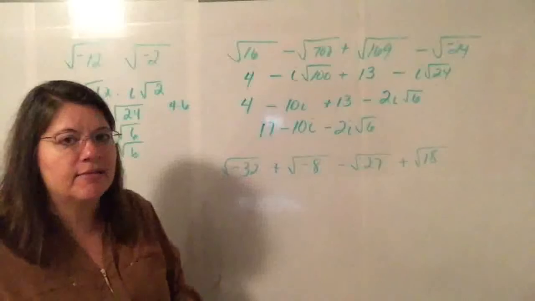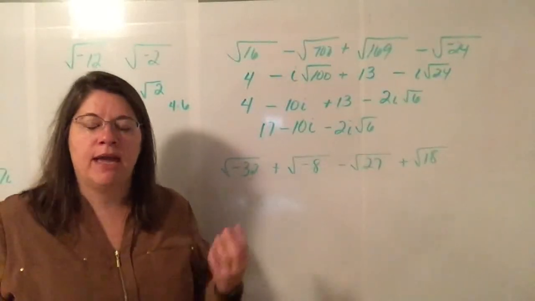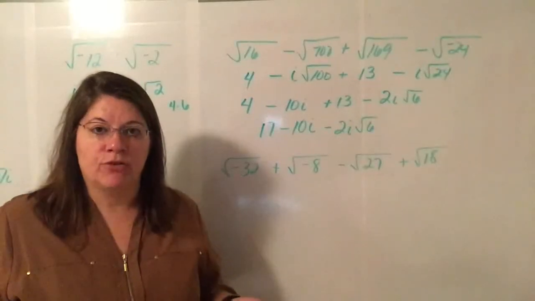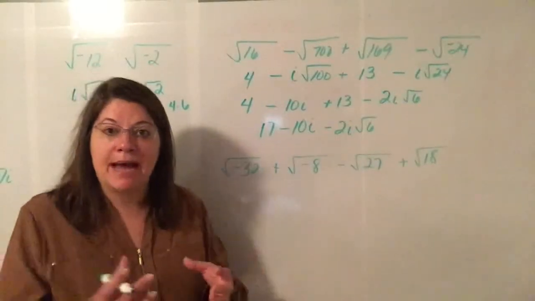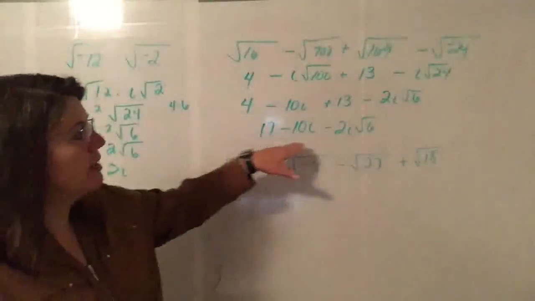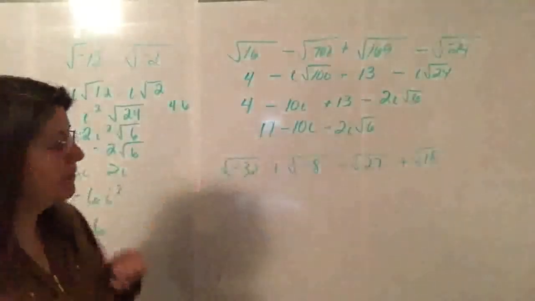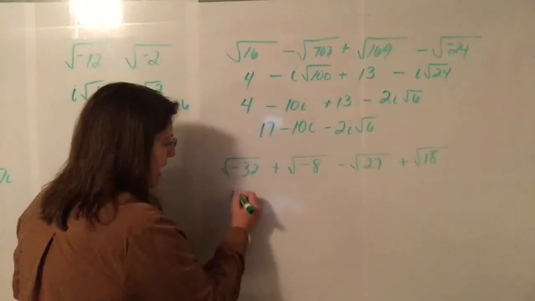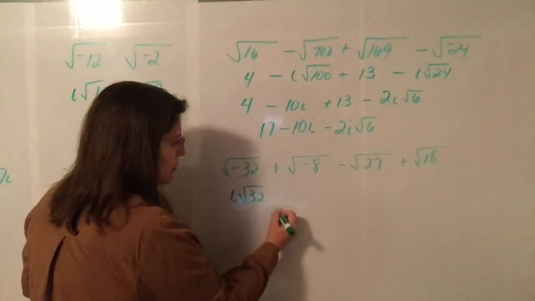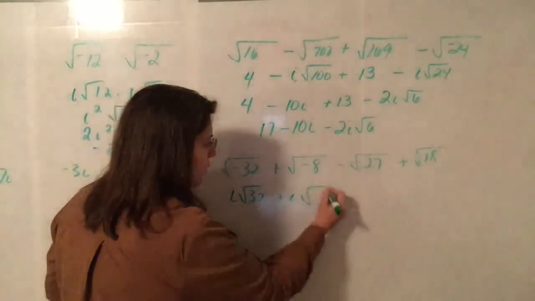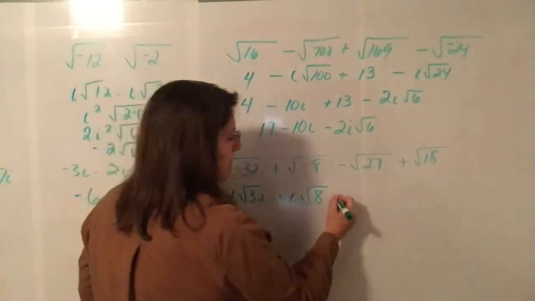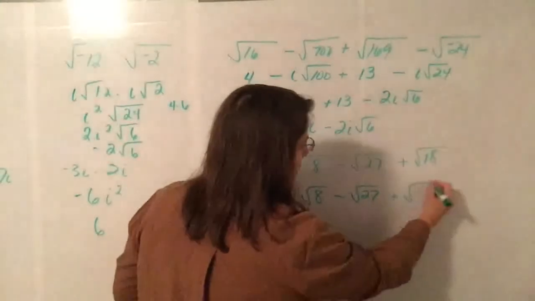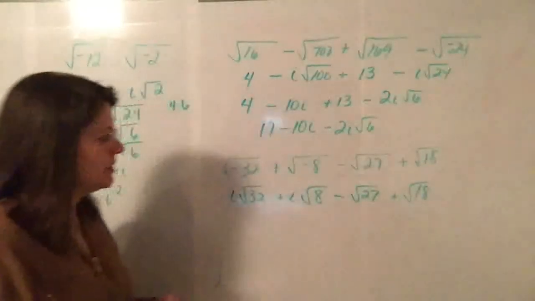But complex numbers are when you have an imaginary part and a real part in an answer, and sometimes there's no way to combine those two parts together. So you'll get something that looks a little bit more complicated. Here, if I simplify that, I'm going to bring the negatives out first. So I've got i square root of 32 plus i square root of 8 minus square root of 27 plus square root of 18. So I brought the i's out.